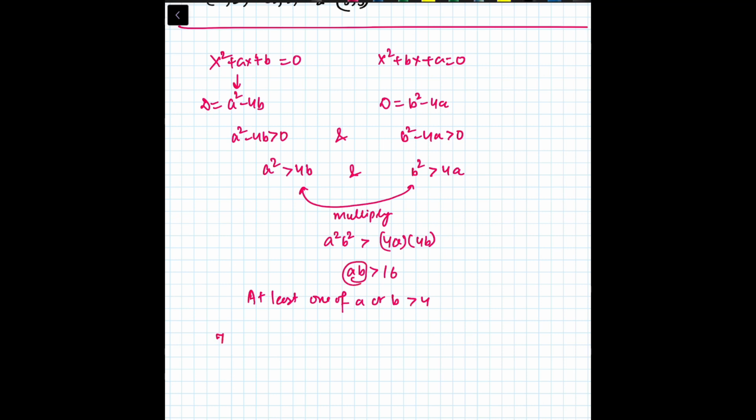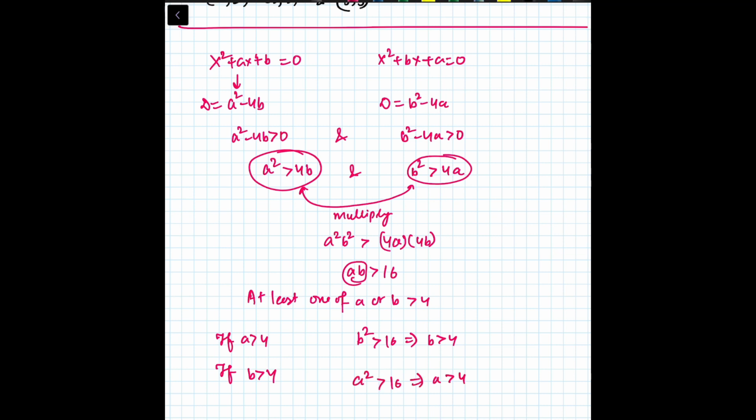So if a is greater than 4, from here you'll get b square greater than 16, so that gives you b greater than 4. And similarly, if b is greater than 4, then from here you'll get a square greater than 16, that gives you a greater than 4. So we can say that a is greater than 4 and b is greater than 4. And also a is less than or equal to 8 and b is less than or equal to 8. That is given in the problem statement.